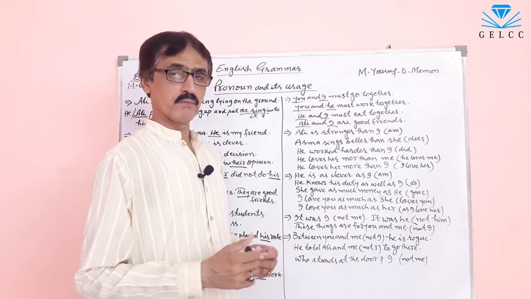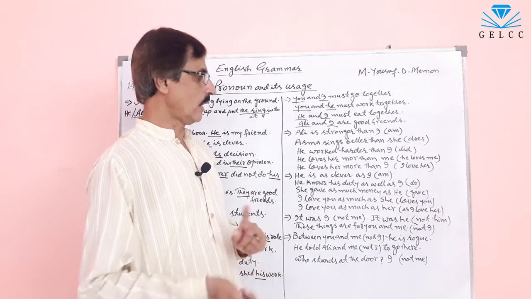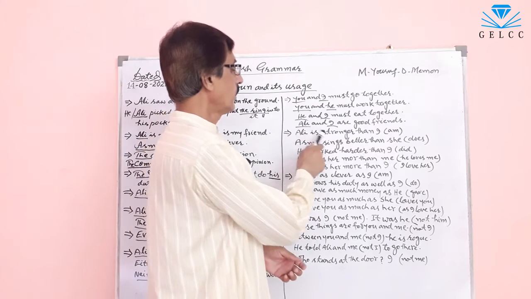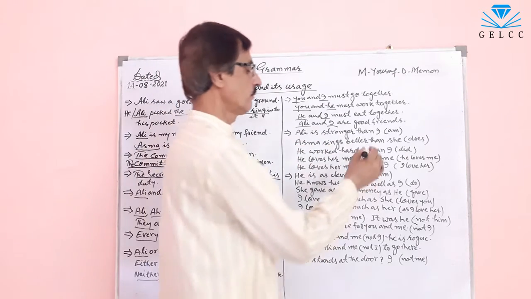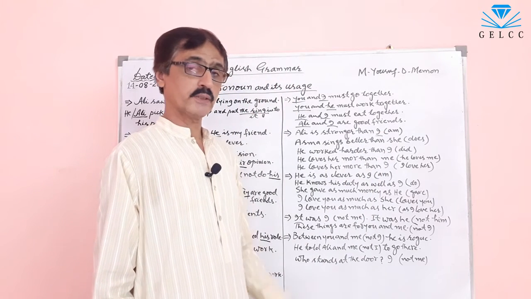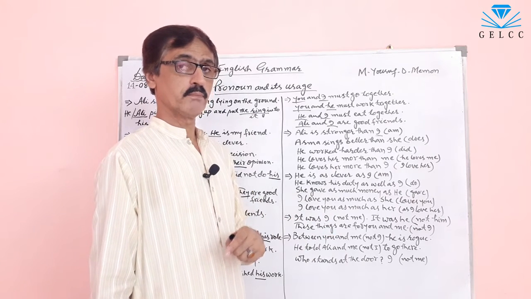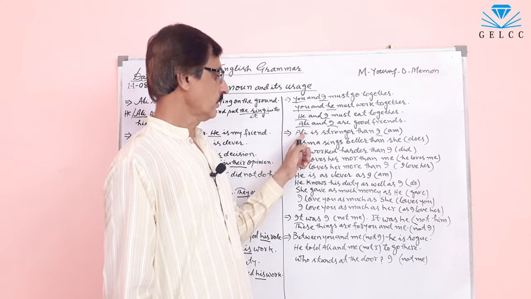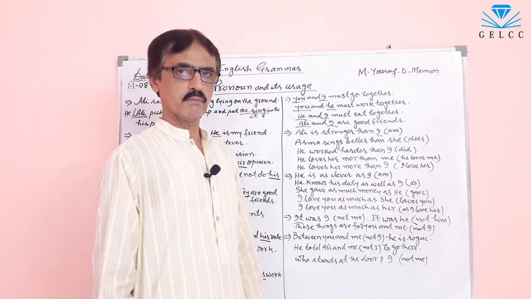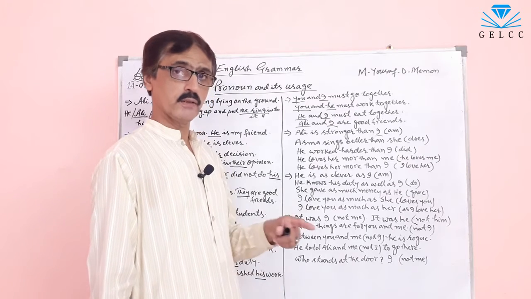Now, if there is a comparison between noun and pronoun, look at this example. Ali is stronger than I. Ali is stronger. I am also stronger. But Ali is stronger than I, not than me. Me is objective case. Here Ali is a subject. I will be subject. I am stronger. I am strong. Ali is strong. But Ali is stronger than I.